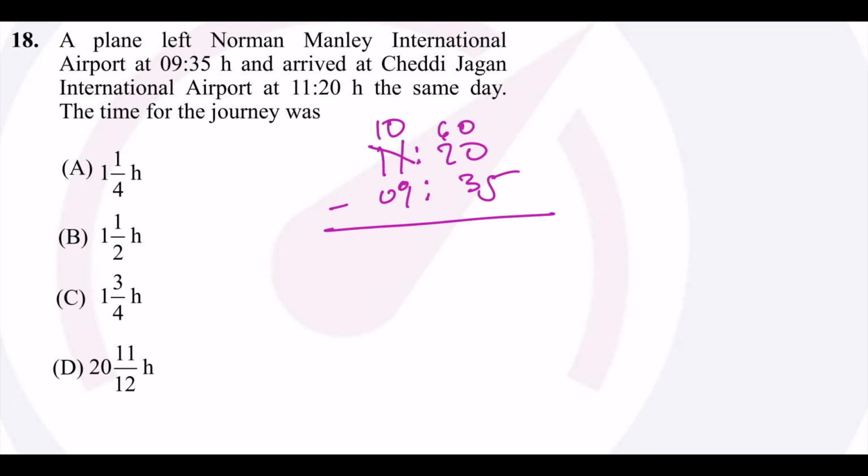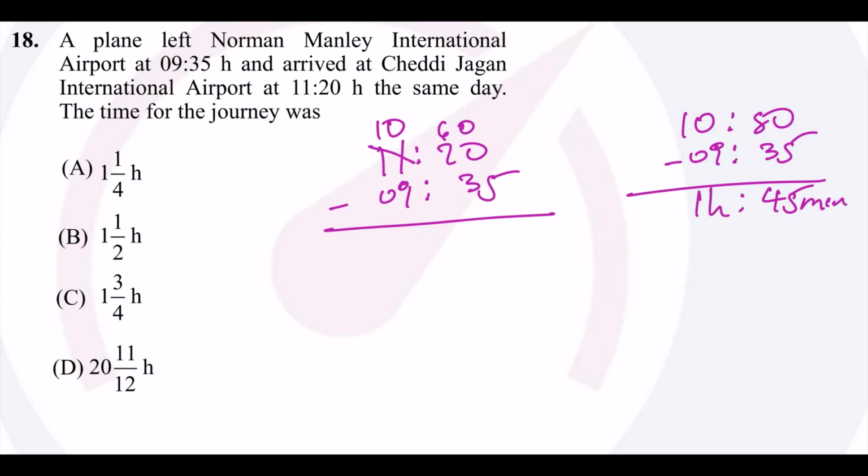So just let me rewrite this one minute. So we have 10 hours 80 minutes subtract 09:35. So we know that 35 from 80 leaves us with what? 45. And 10 hours minus 9 hours leaves us with 1. So we get 1 hour and 45 minutes.